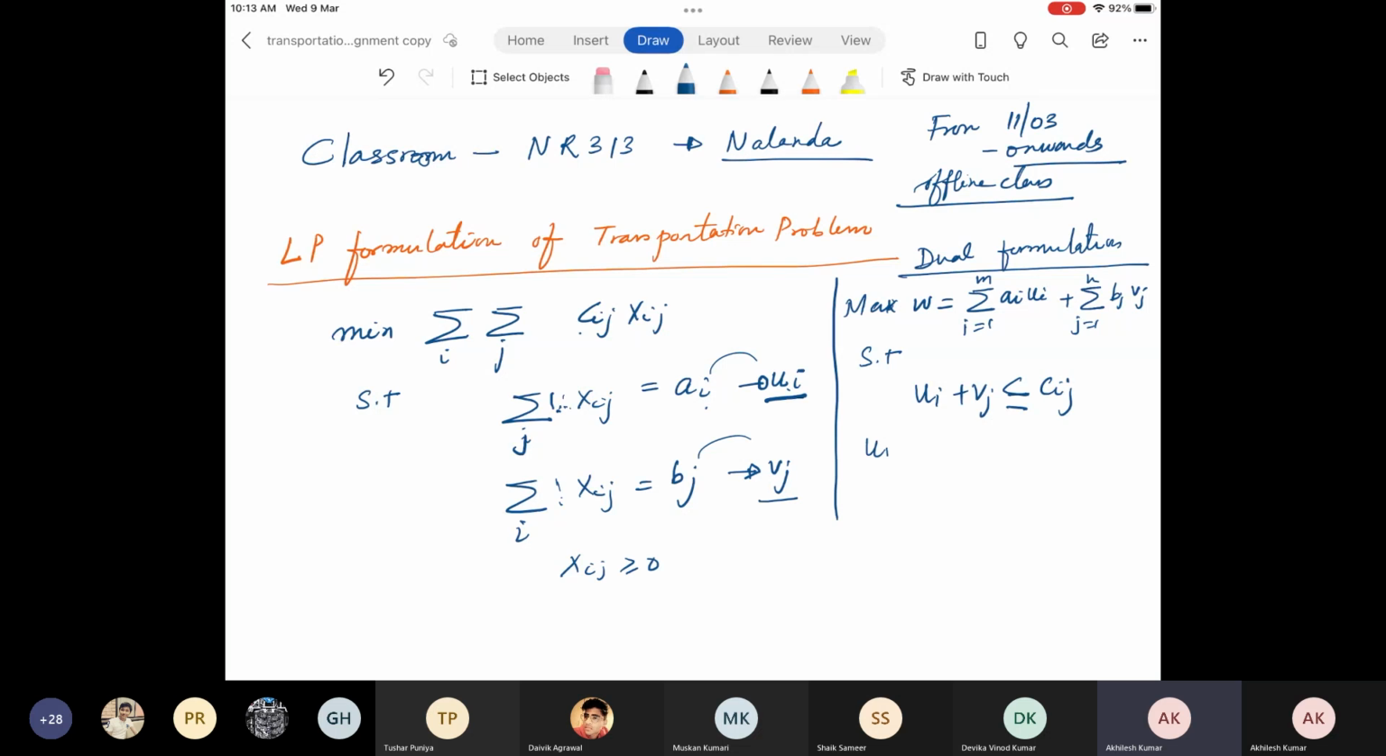Now, what is the sign of ui and vj, the dual variables? How do we define the sign of dual variables? If we have equality constraints, what is the corresponding dual variable sign?